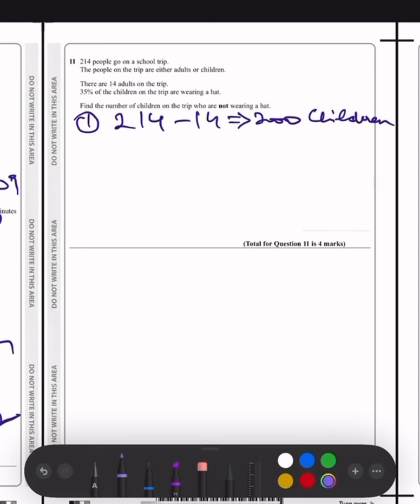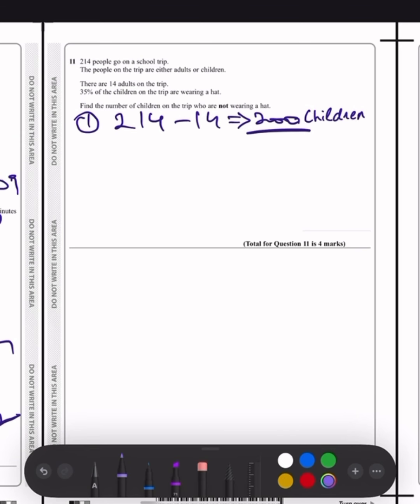Sorry, but my handwriting is not clear, but this is written as children. Oops, I think I crossed it out. Let me write it again. 200 children. Okay, now after writing this, we basically know that we have 200 children, 35% of the children were wearing a hat. So how many were wearing a hat?